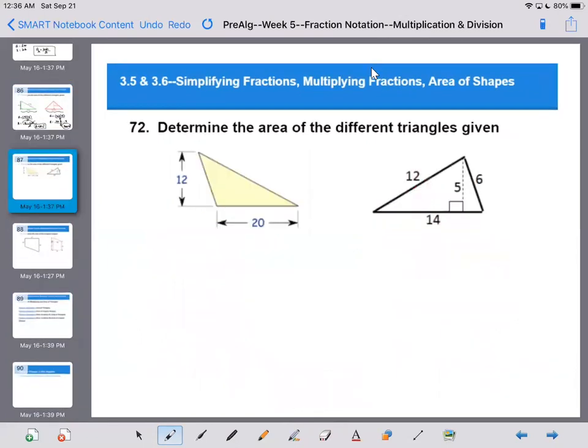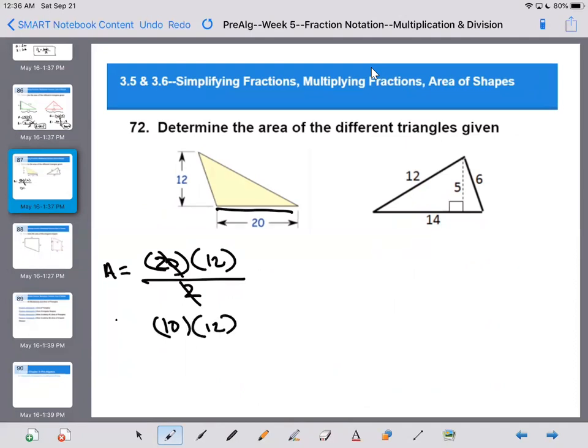Here we're looking at the base, which would be 20. The height would be 12. We just need to make sure to divide that by 2. So then we can also look at, well, will 2 divide 20? Yes, it'll divide 20 10 times. And then 10 times 12, we would have 120 square units if we're looking for area.